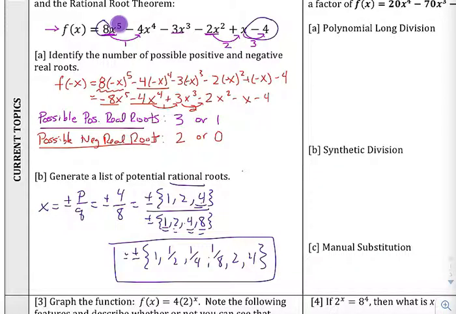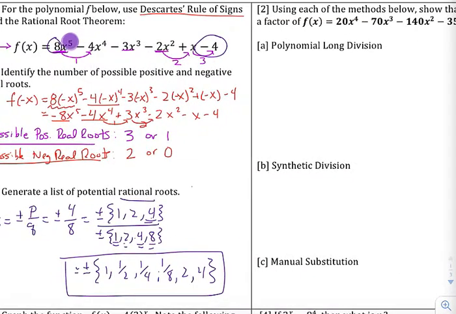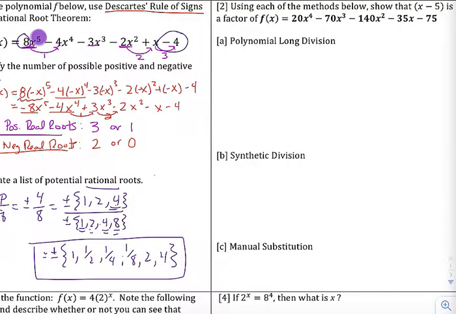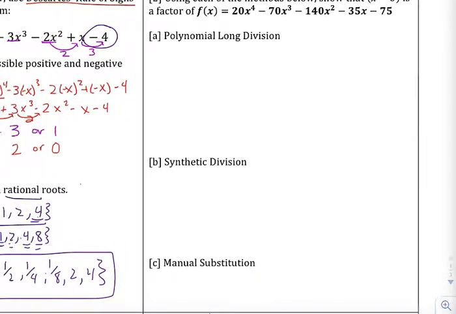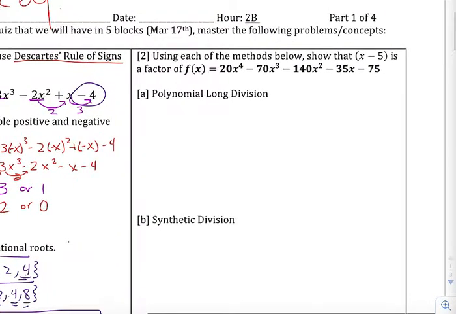Okay, so these are the steps you guys covered last week. This should not be too big of a surprise. Hopefully this is just review. And so now the next step that we're covering today is how do I test those roots. It turns out there are 3 different ways that are good to test these, manually anyway. We have polynomial long division, synthetic division, and manual substitution.